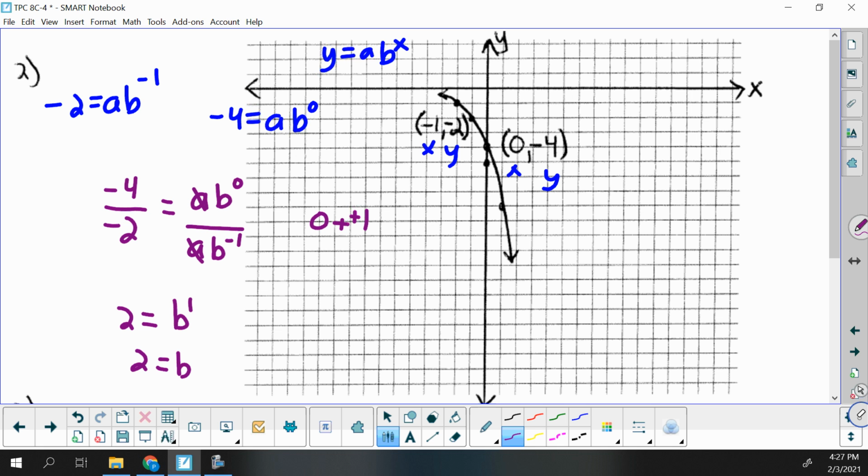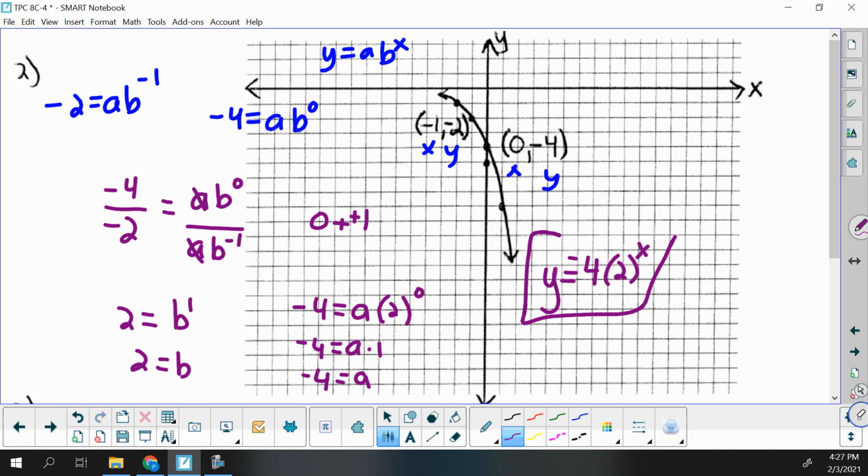If you have an exponent of 0, sub into that one, that's easier. So we have -4 equals a times 2 to the 0. Anything to the 0 is 1, so this will be a times 1. Or in other words, a is just -4. So to write our equation now, we have y equals -4 times 2 to the x.